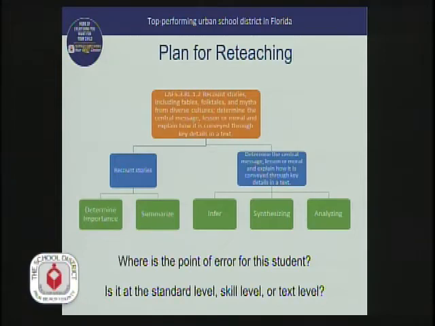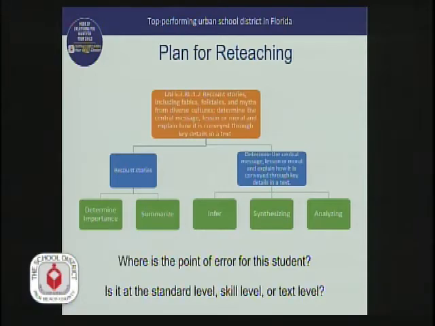So again, where is the point of error for the kid? When they messed up that standard in that question, they didn't mess up 1.2. Where did they mess up? Did they mess up at the point of recounting? Did they mess up at the point of summarizing, of inferring, of synthesizing, or analyzing? Because it's not till you figure out that point of error that you figure out how to reteach.